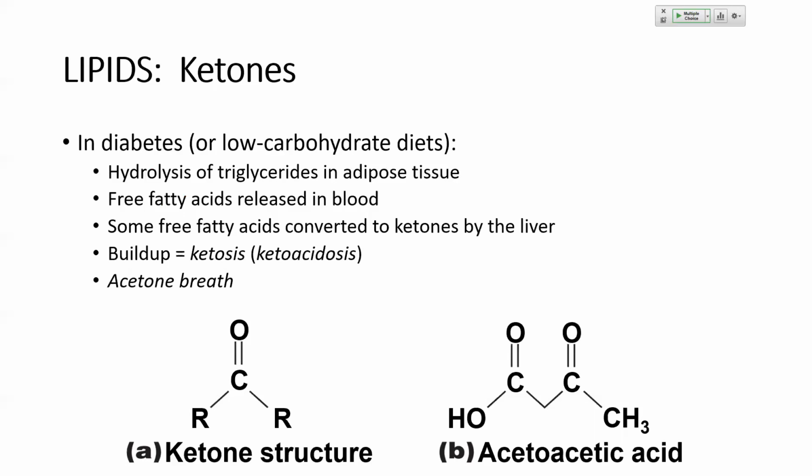Okay? Now the structure of a ketone is a carbon double bonded to an oxygen, with the R's representing two functional groups, which can be any combination of functional groups, and this gives us many different ketones. One of the more common ones being acetoacetic acid, which is represented here, that has a hydroxyl and a methyl group attached. So we can have different functional groups, which gives us different types of ketones. So you'll definitely see more than one type of ketone.